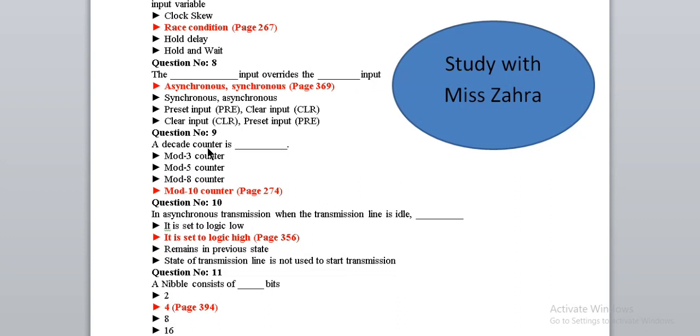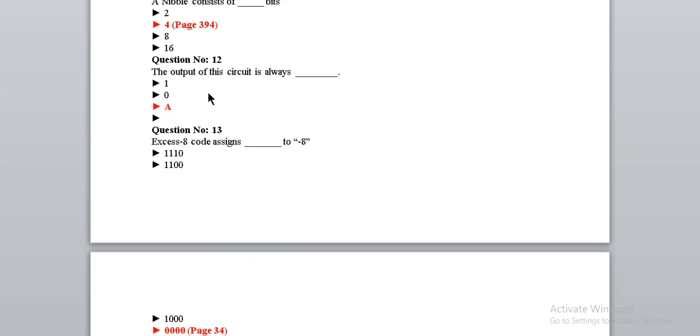Next, a mod 10 counter is called a decade counter. In asynchronous transmission, when the transmission line is idle, it is said to be logic high. A nibble consists of ___ bits: 4 bits. The output of this circuit is always A. Excess 8 code assigns ___ to -8: 4 times 0.